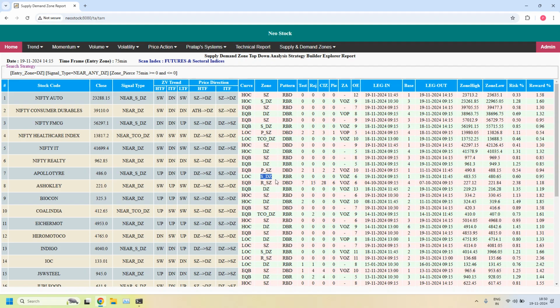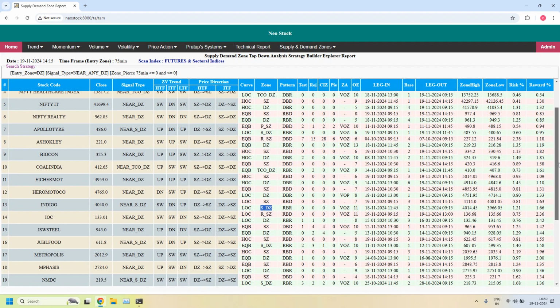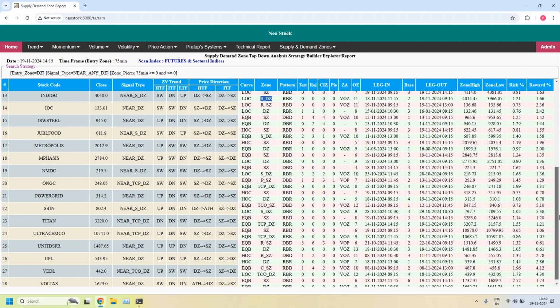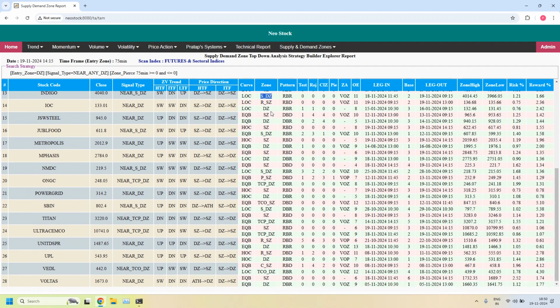Yeah, Apollo Tyres is having a high liquidity 75 minutes demand zone. Indigo is having a 75 minutes high liquidity demand zone. Jubilant Food is having a 75 minutes high liquidity demand zone. NMDC is having high liquidity 75 minutes demand zone.